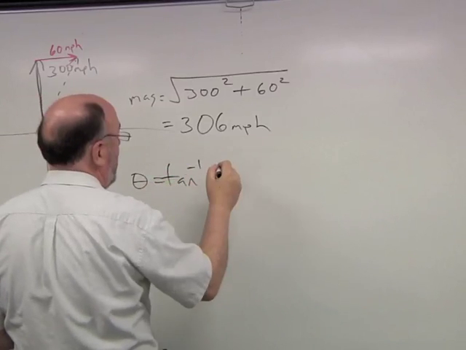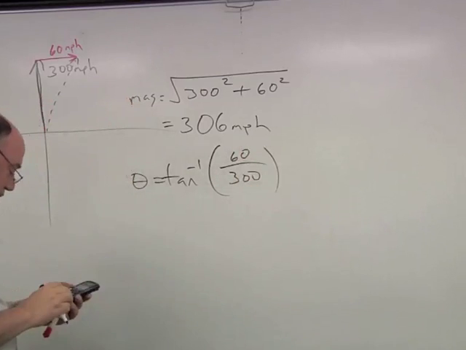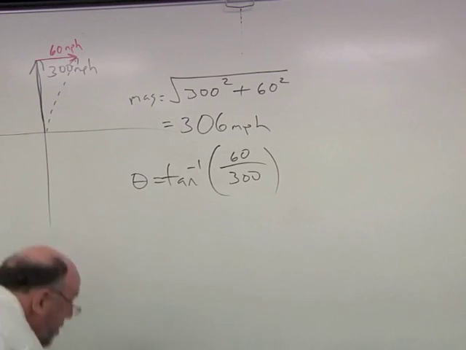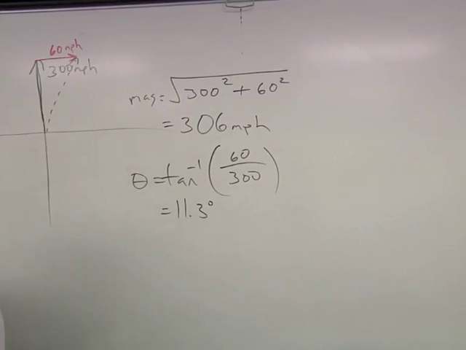And we can also now get the angle that the plane is heading off at. And that would be given by 60 over 300. And do the inverse tangent of that. And we do that, we get 11.3 degrees. So if the plane actually wanted to go due north, it would actually have to fly 11.3 degrees this way. That way the wind would then give it its true north bearing that it would want.